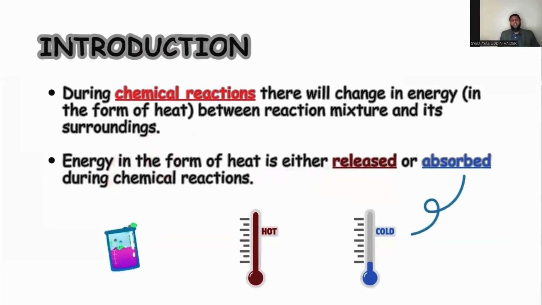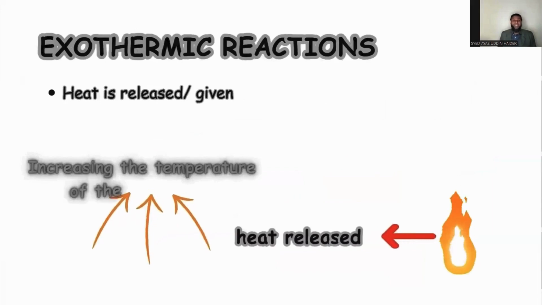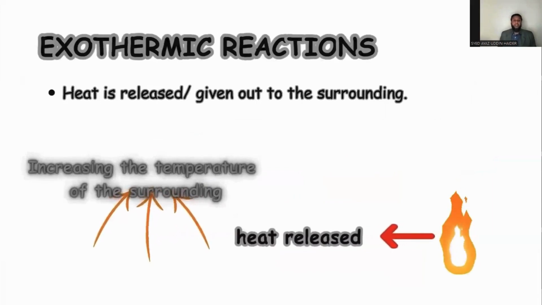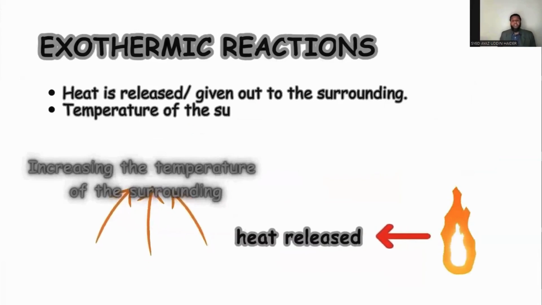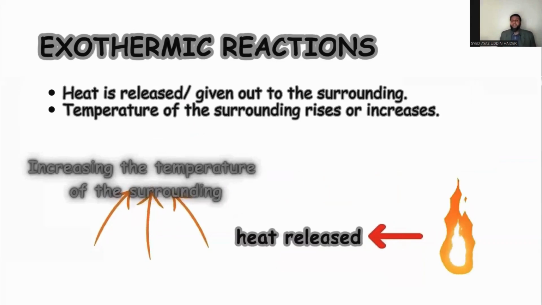The first type is the exothermic reaction. Now let's talk about the exothermic reactions. The term exothermic reaction originates from the Greek word exo, meaning outside or outward, and thermos, meaning heat. We have seen different chemical reactions in which heat is released or produced. Combustion of fuels, respiration, neutralization reactions, and the reaction of alkali metals with water are some examples of such reactions. Whenever an exothermic reaction takes place, the heat energy is released to the surroundings, and this results in an increase in the temperature of the surroundings.